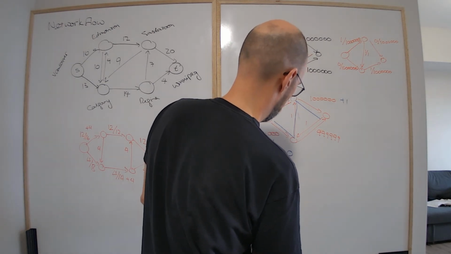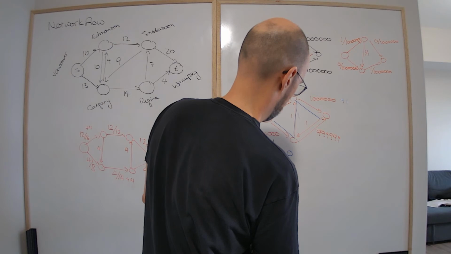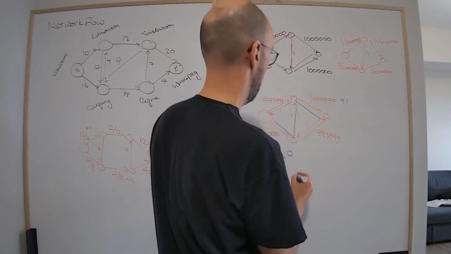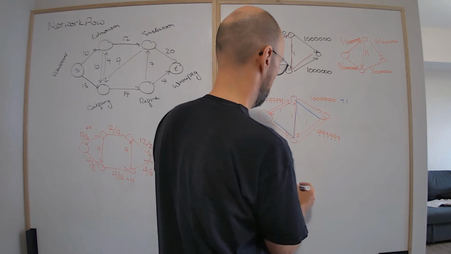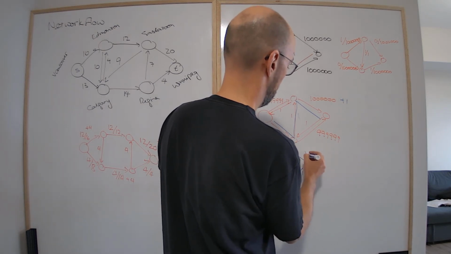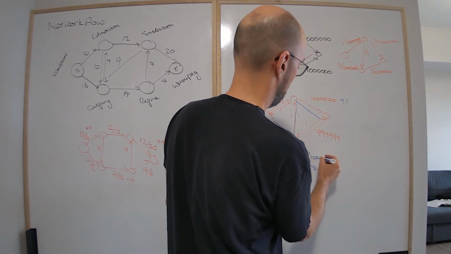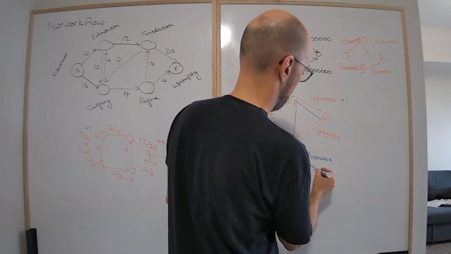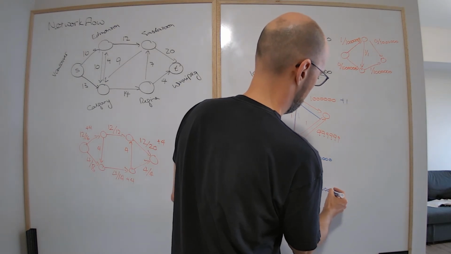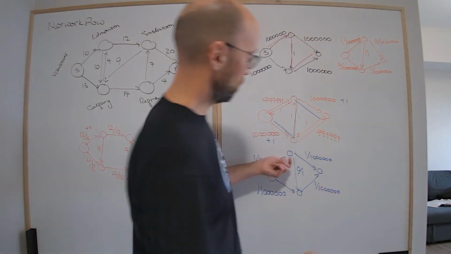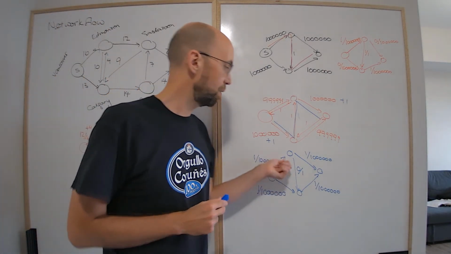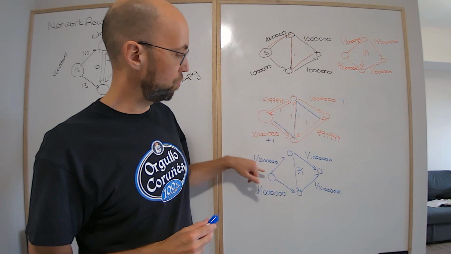1 out of 1,000,000. And this edge is 0 out of 1. And this is 1 out of 1,000,000. And this is 1 out of 1,000,000. So you see, if you choose your augmenting path badly, you could always choose.